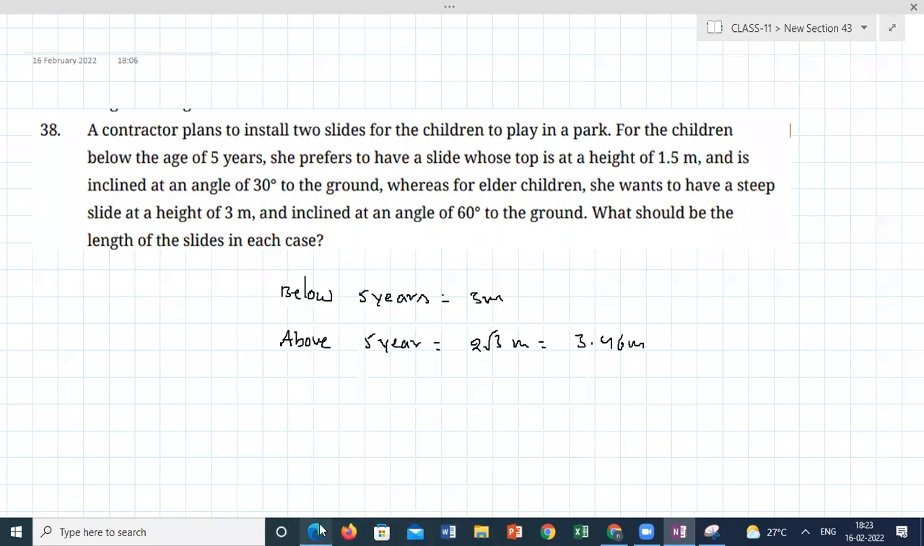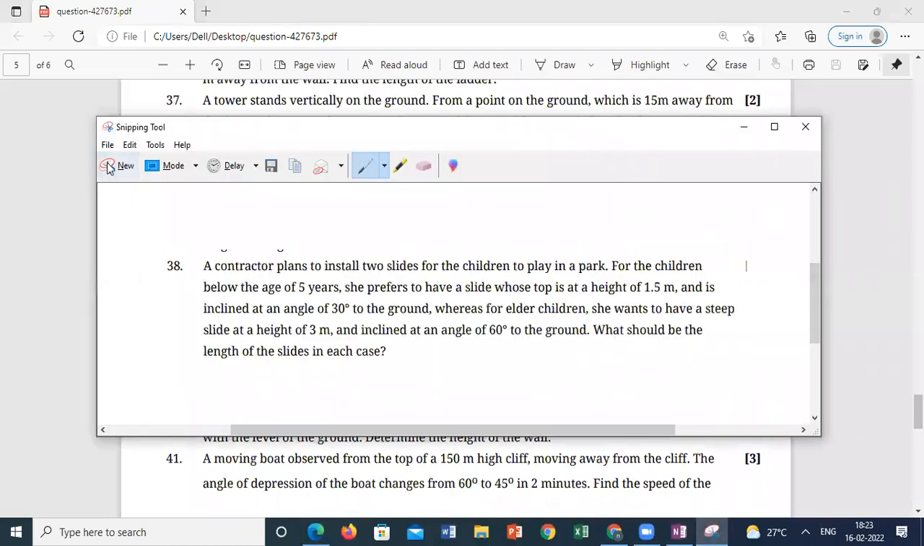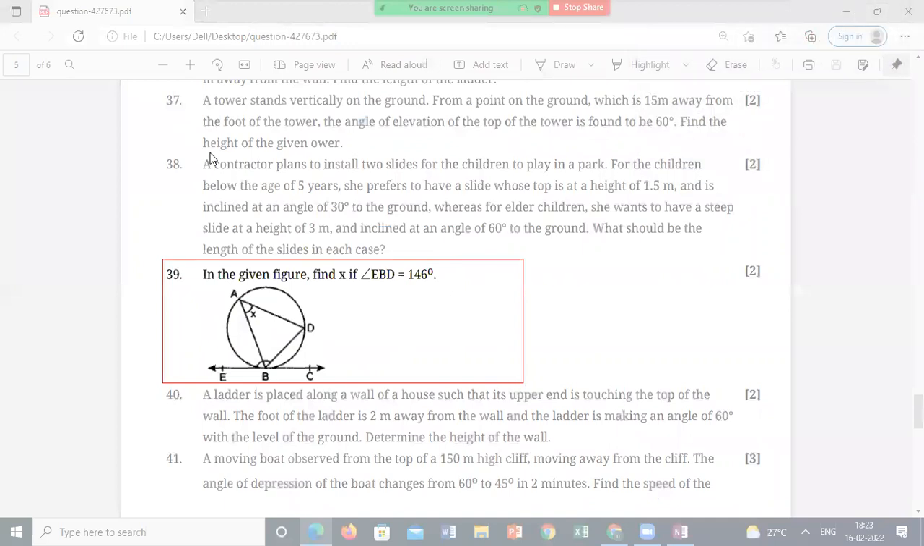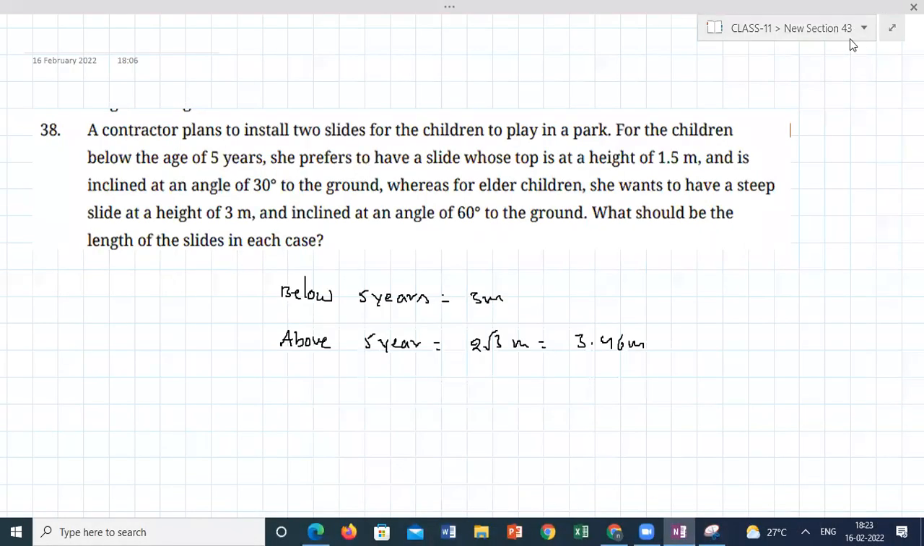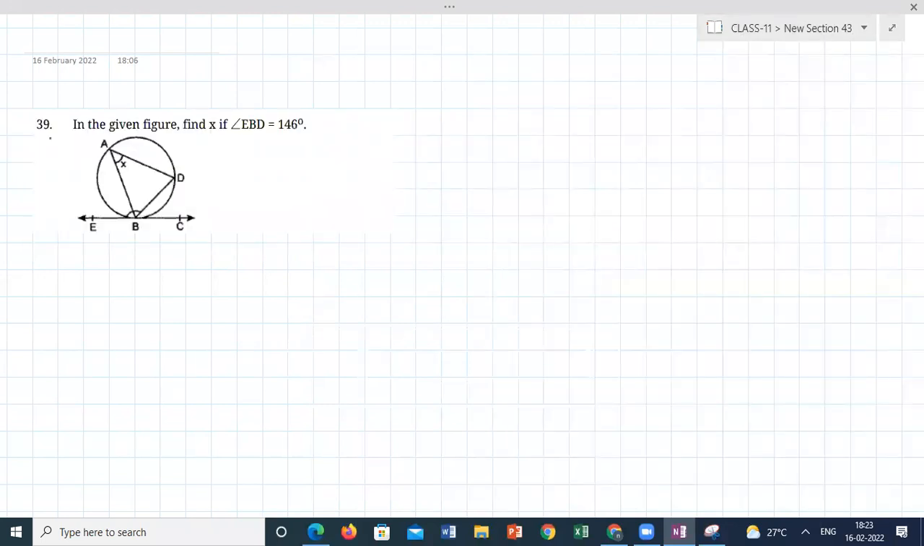So shall we go for the next question? Try to solve this question. Please. Sir, the largest slide also is approximately 3.46. Yes. So if done, go for question 39. Everyone got that question. Try this question.